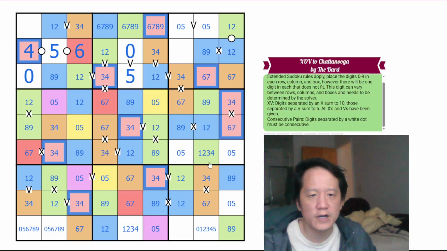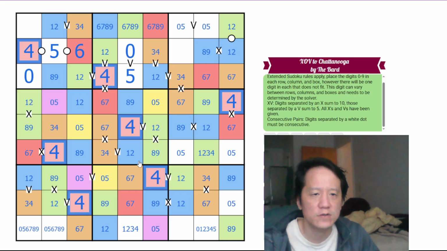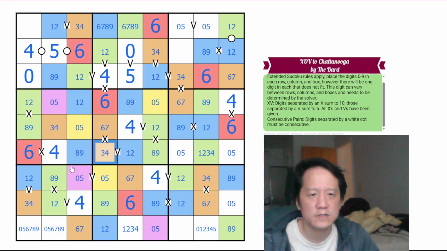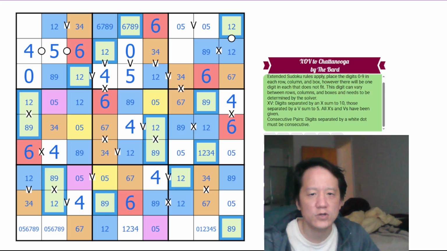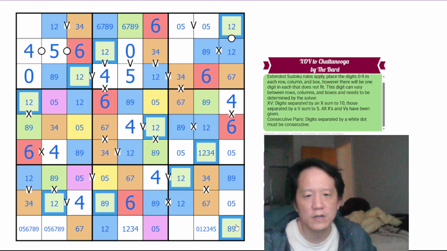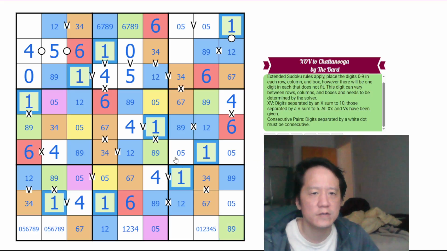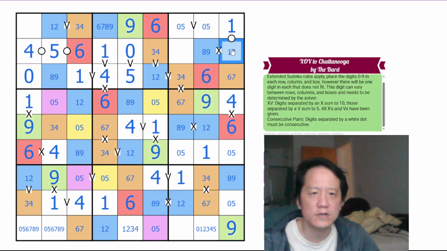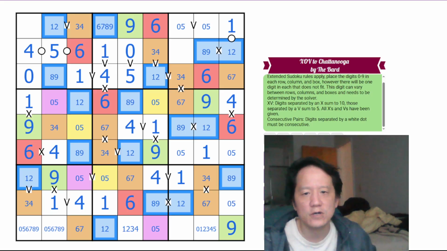Remove all the high reds. So those are 4. We can remove reds. So all the high reds are 6. Which means the low greens are 1. So these are 1. Remove the greens. The high greens are 9. That means the low blues are 2.